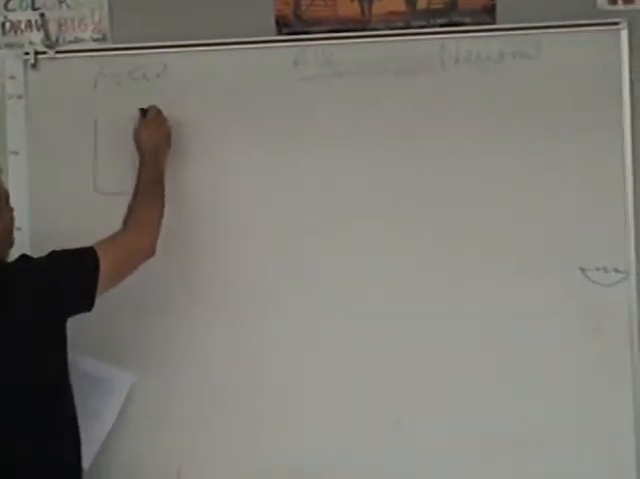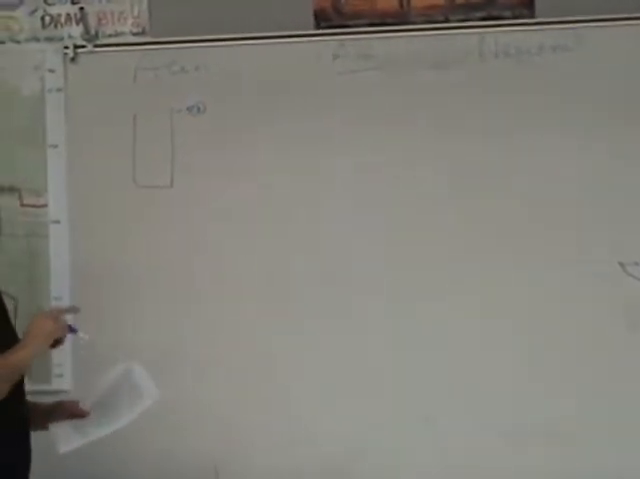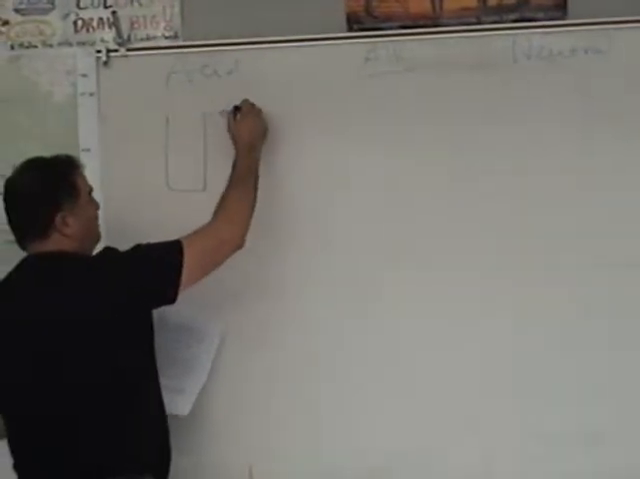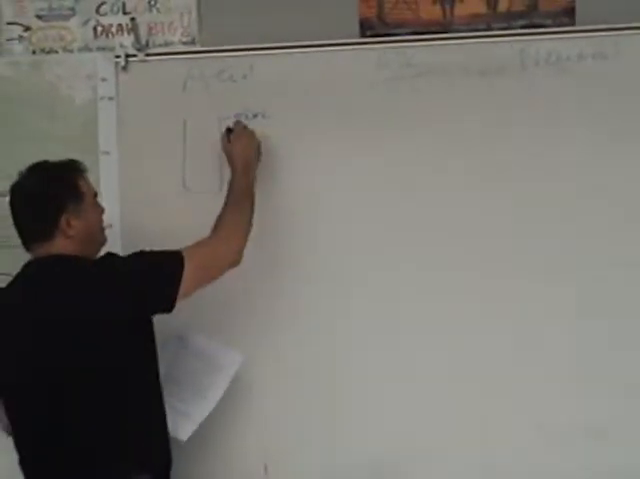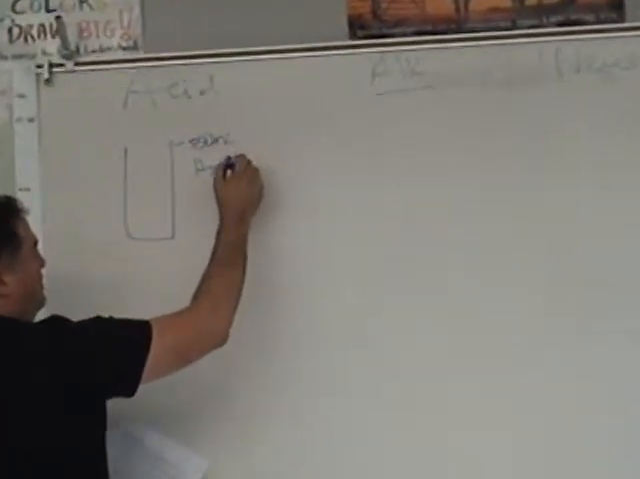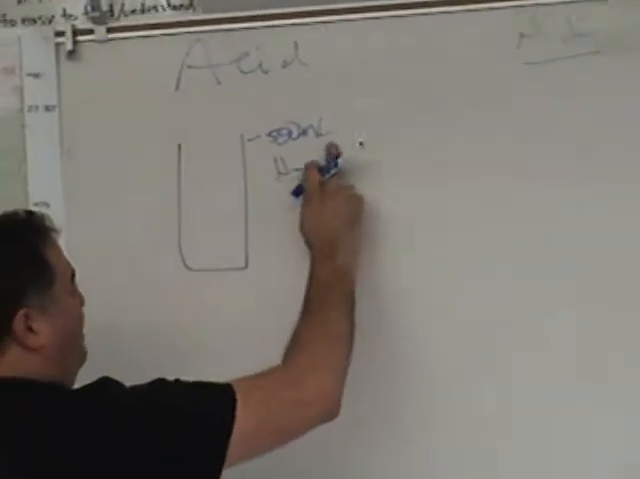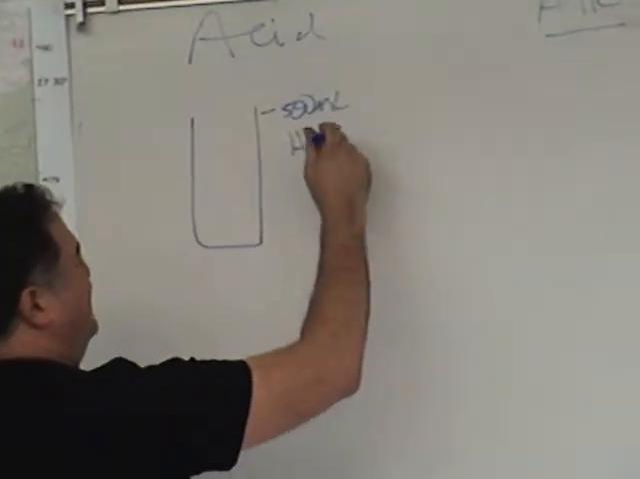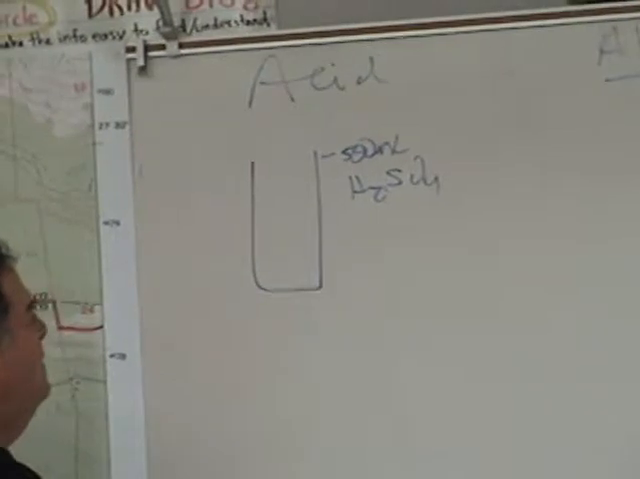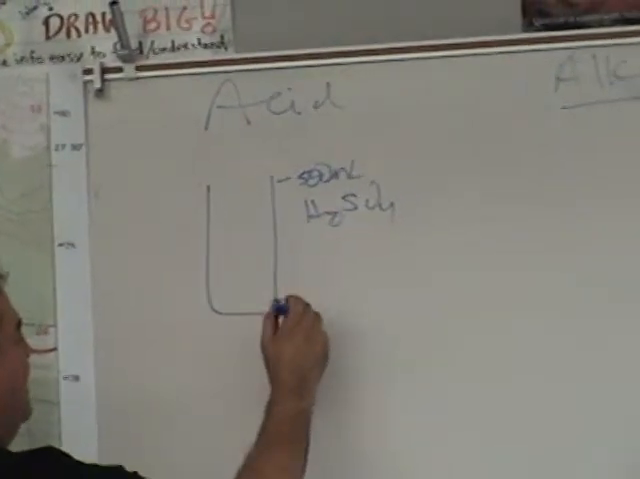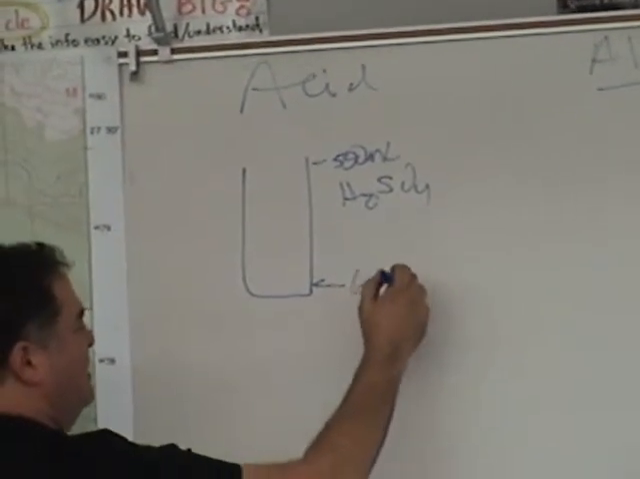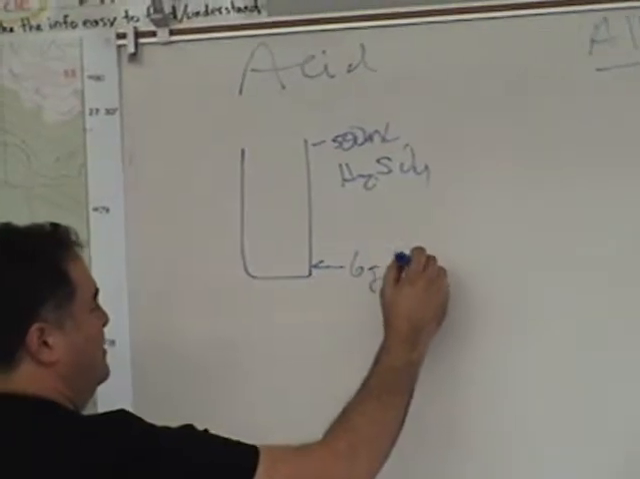I've already done the first couple of lines of the setup for you. We're going to put 500 mL of sulfuric acid, H2SO4. And then in the bottom of this, we're going to put 6 grams of andesite.